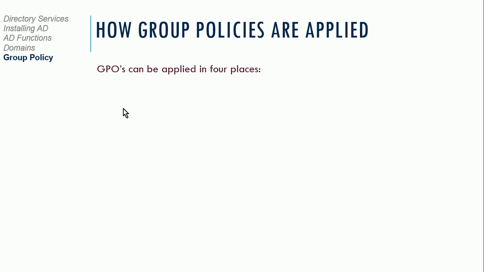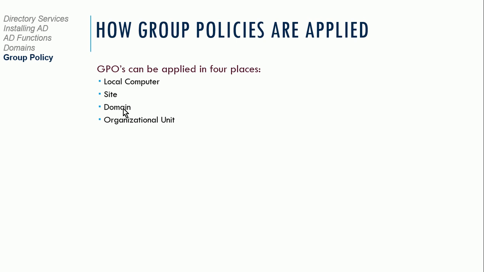GPOs can be applied in four places: on a local computer, at a site, at the domain, and at an organizational unit. On a local computer, and all of you could do this, even if you're not on a domain, you can open up group policy on a local computer and set group policy there. The thing about that, though, is it only applies to the local computer.